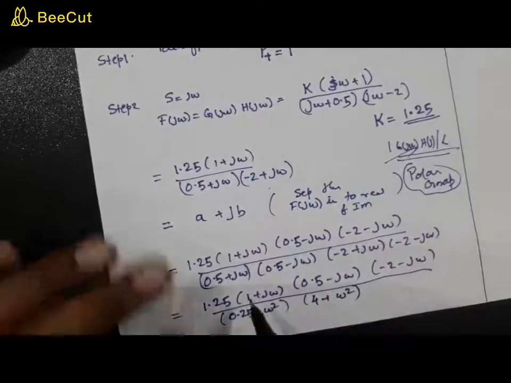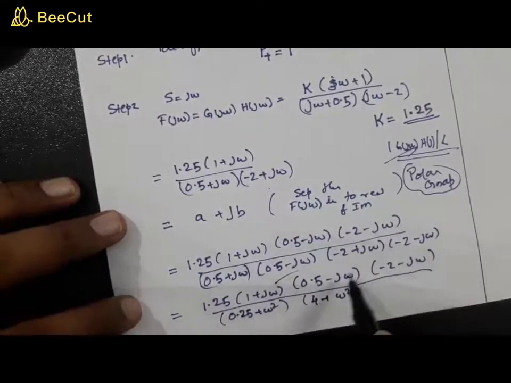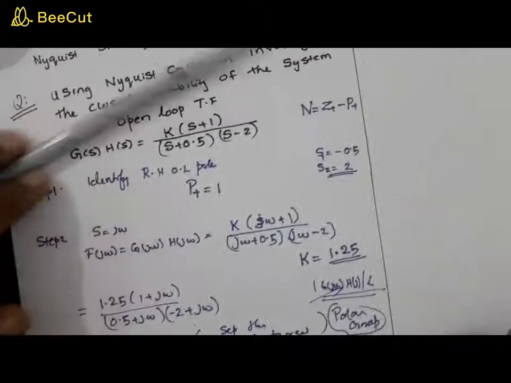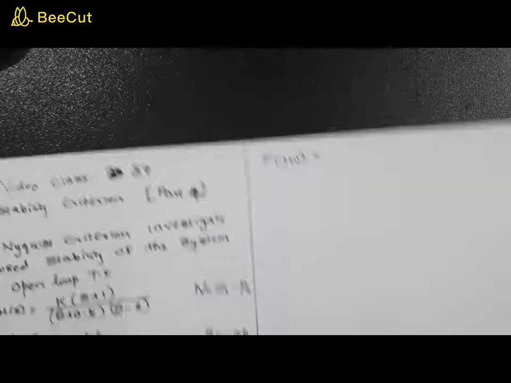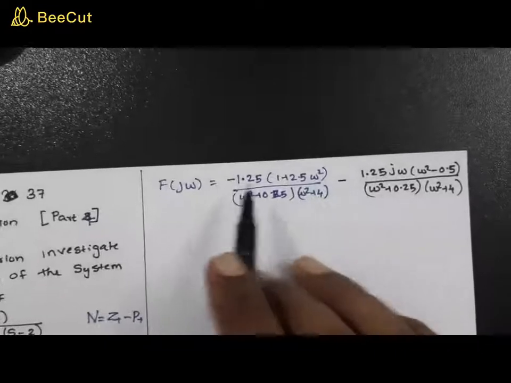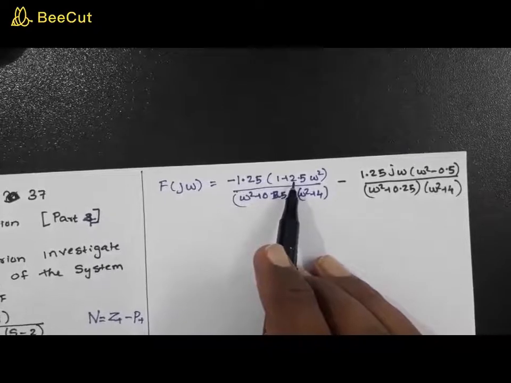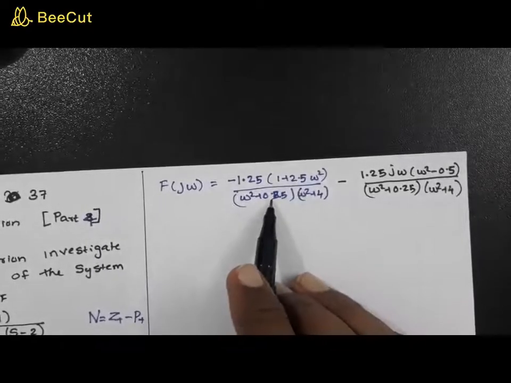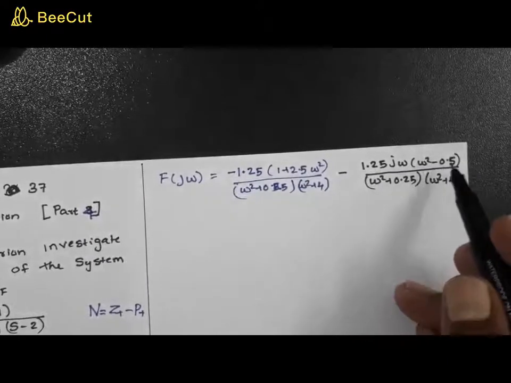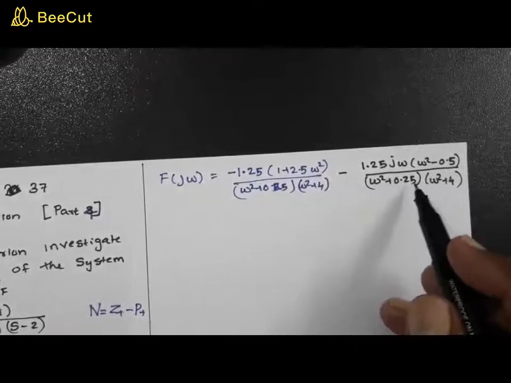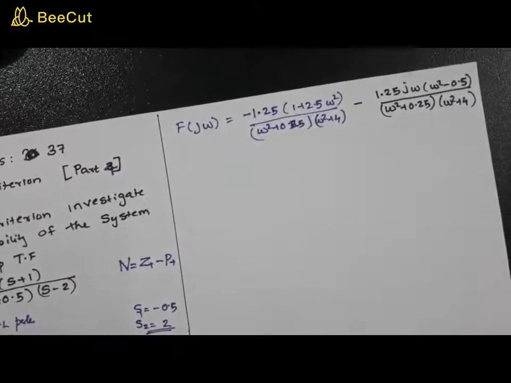Now what you need to do next is break these brackets and separate it into imaginary and real terms, and you will get your F of j omega. So F of j omega is equal to minus 1.25 into (1 plus 2.5 omega square) divided by (omega square plus 0.25) into (omega square plus 4), minus 1.25 j omega into (omega square minus 0.5) divided by (omega square plus 0.25) into (omega square plus 4). Okay, so you need to do like this.